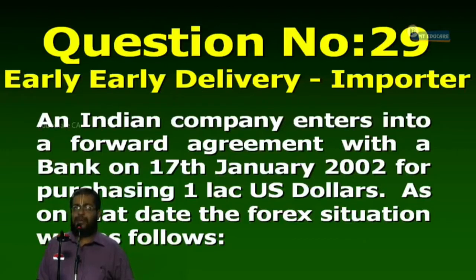30th March, swap points are given. Next. On 15th February, the company comes to know that it has to make the payment for this on 28th February and not on 30th March. The current rates on 15th Feb are as follows. Spot rate given, 28th February rate given, 30th March and 27th April. What are the charges payable by the company is the question that is being asked.